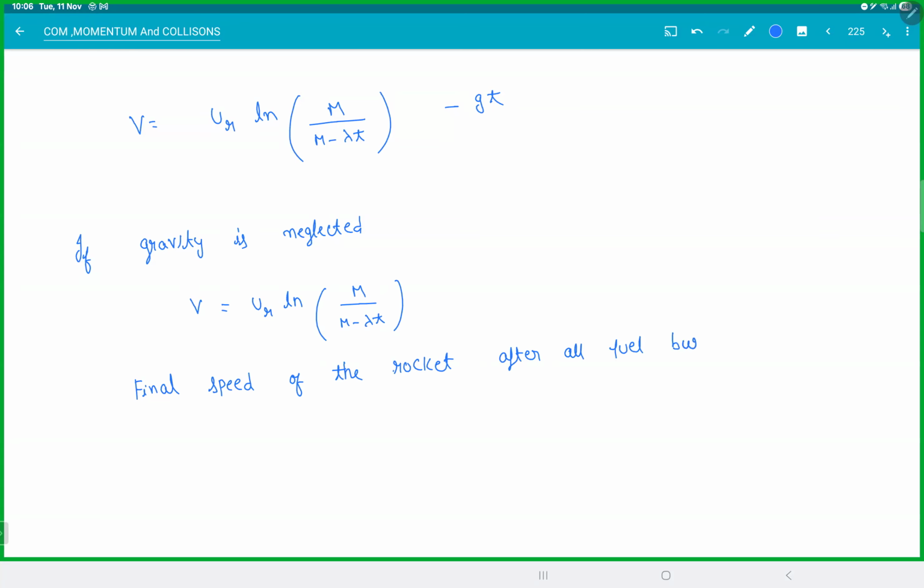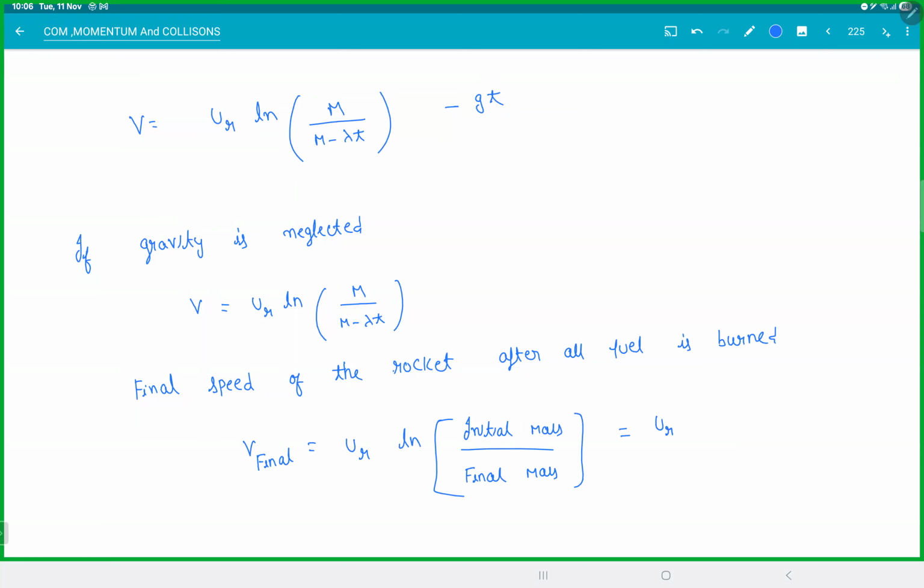So if you have a rocket in space, and if you burn down all the fuel, then what is the maximum speed you can get? So the v final is u relative ln M by (m minus lambda t), where this capital M is the initial mass of the rocket. Once all the fuel gets over, you have the final mass.